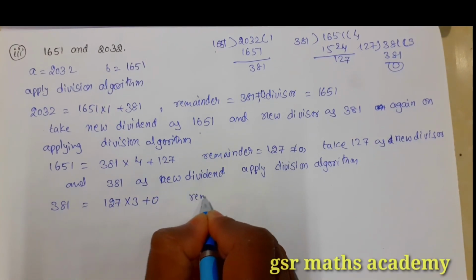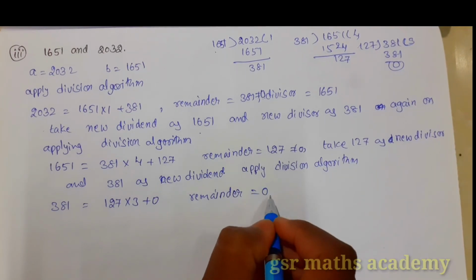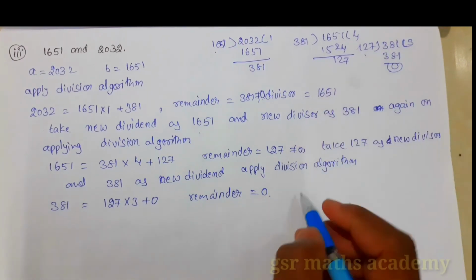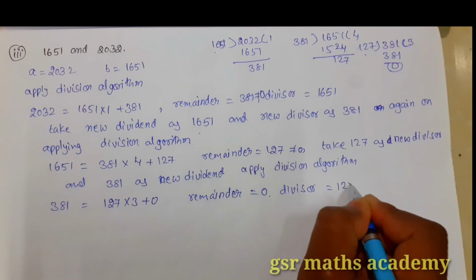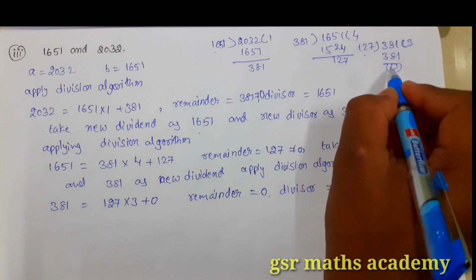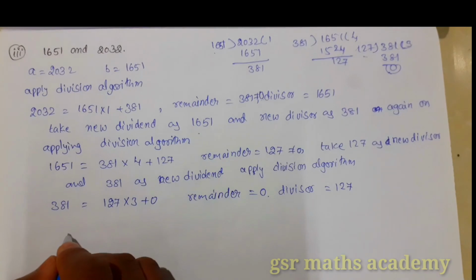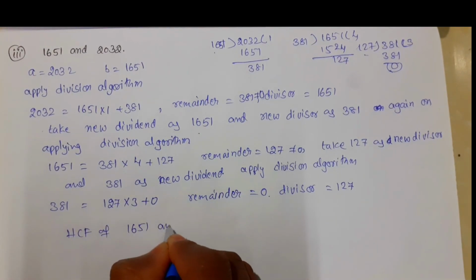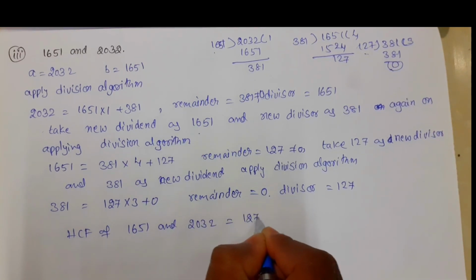Here remainder is 0. In this case, what is the divisor? Divisor is 127. Whenever you get a remainder 0 at this step, that divisor becomes the HCF. So what is HCF here? HCF of 1651 and 2032 is 127.